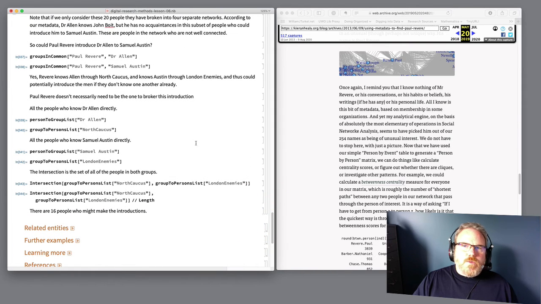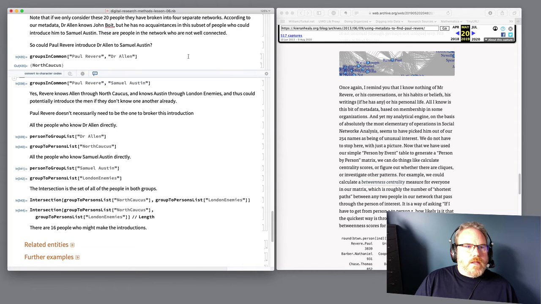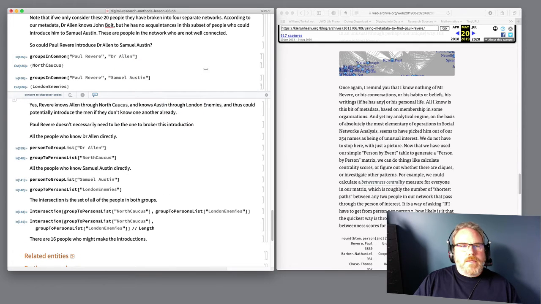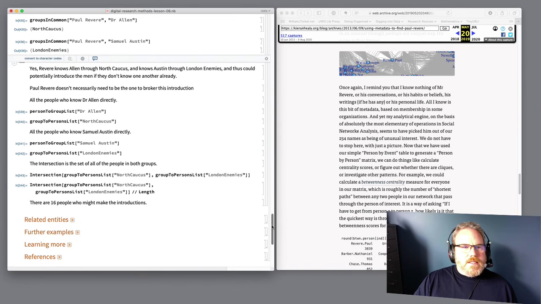So one of the questions we ask in these kinds of situations is, who could introduce 2 people that don't have a direct connection? One of the things we could ask is, for example, could Paul Revere introduce 2 people, say Dr. Allen and Samuel Austin? Well, he has the North Caucasus in common with Dr. Allen, and he has London enemies in common with Samuel Austin. So Paul Revere could serve as a person that could broker some kind of meeting between these 2. But he doesn't necessarily need to be the one to do this.